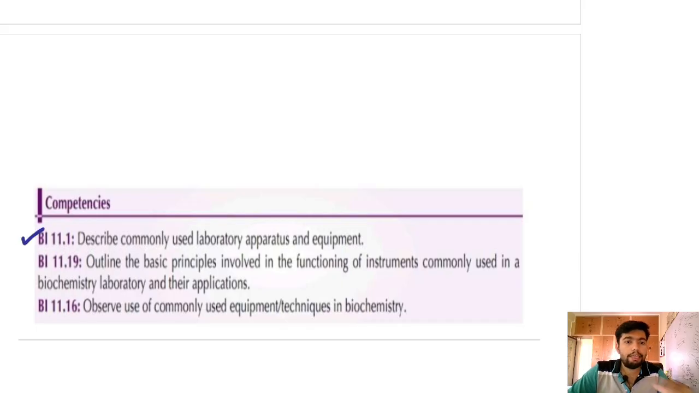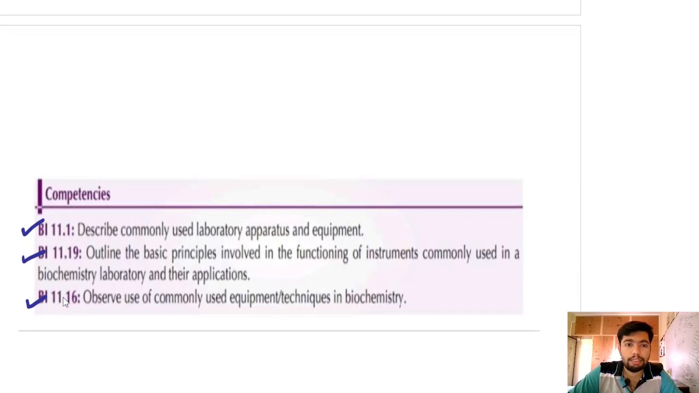biochemistry competencies. You have to commonly describe the laboratory apparatus and equipment. You have to outline the basic functional principle, that is, how the instrument is working, the basic principle, not in detail, in biochemistry and their application. And you have to observe that particular equipment while it is working, and the techniques in the biochemistry lab. So this will cover all three competencies according to competency based medical education.